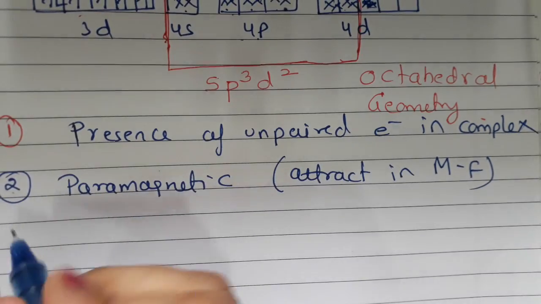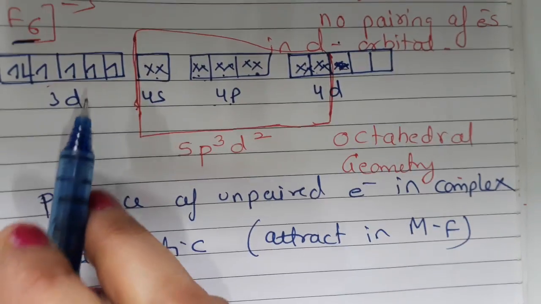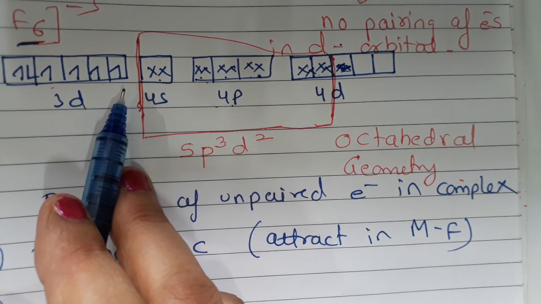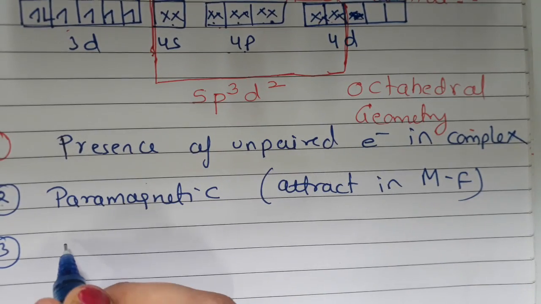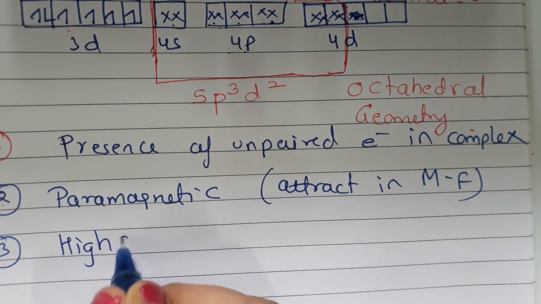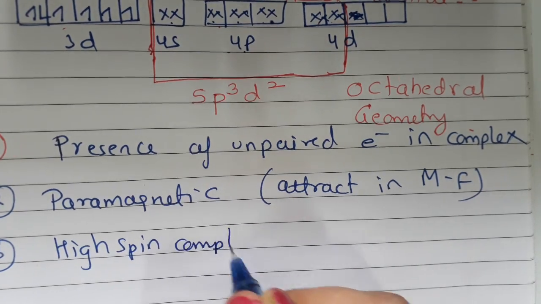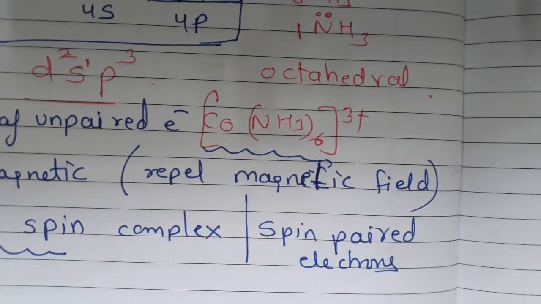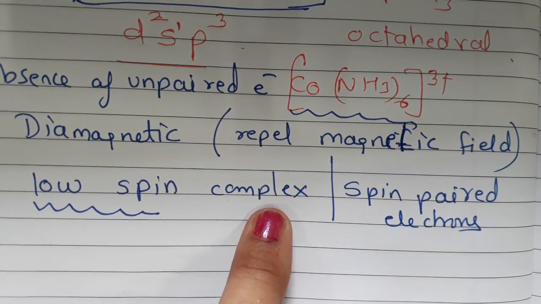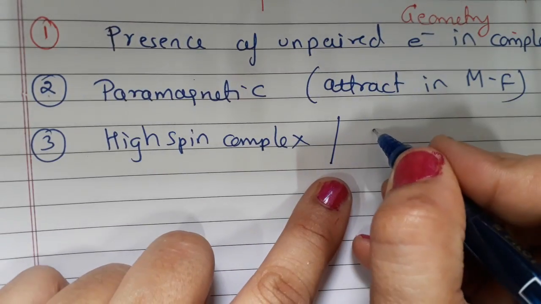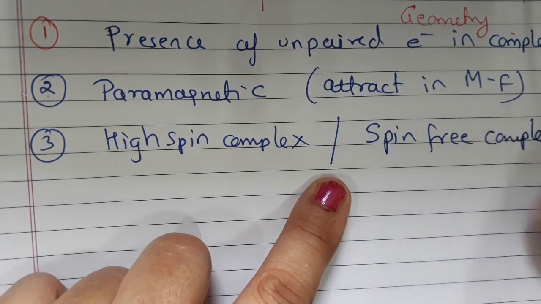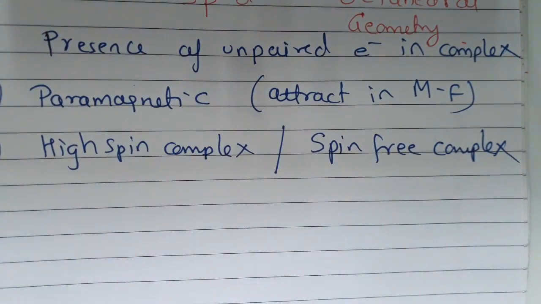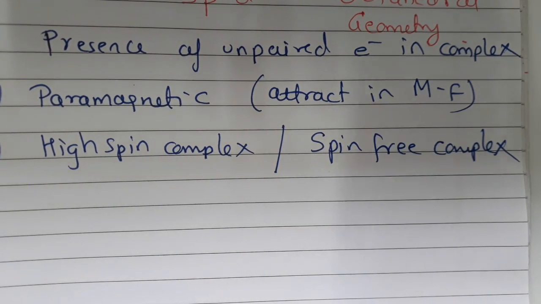Okay, now third point, since unpaired electrons are there and they are spinning, single electron, so they are spinning, hence we say that this complex is high spin complex. Okay, and what we have written in the previous complex, we wrote it is low spin complex and spin paired complex. Here we are going to write high spin complex, and we can also say it is spin free complex. Okay, I hope you have understood this example also. We have 2 more examples to discuss.